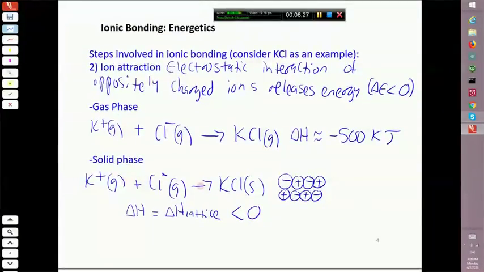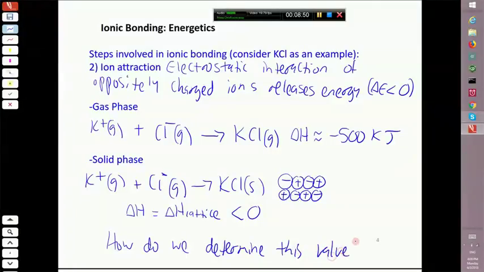So this term here, this attraction between gas phase ions to form a solid ionic compound, as I said, is one of the most important factors for the formation of ionic compounds. And we want to know, how do we actually determine what this value is? Because this value is defined as the amount of energy that's released, the amount of heat that's released when ions come together to make 1 mole of an ionic compound. How do we determine what the value of this is? And this is what we're going to learn today.